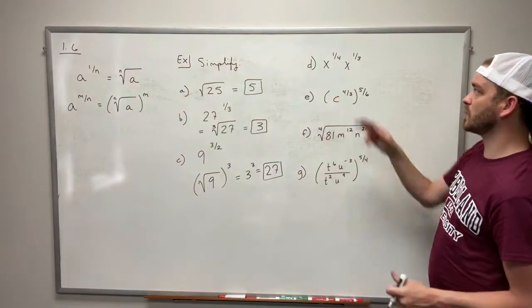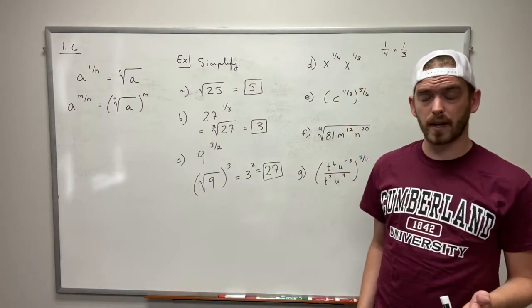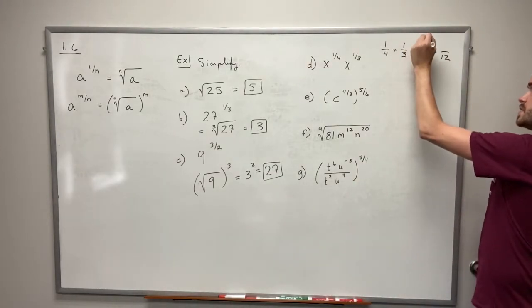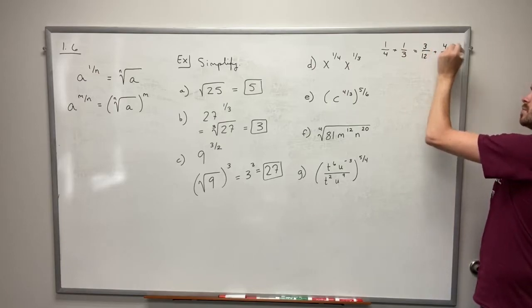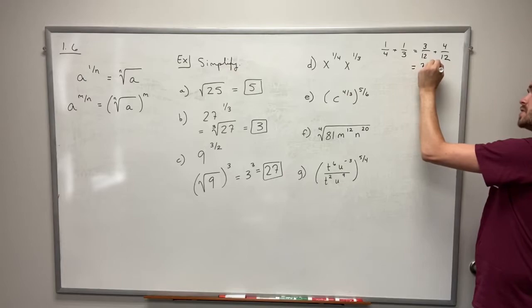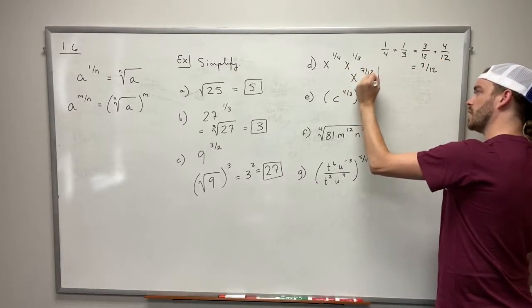So let's add 1/4 plus 1/3. Well, when we're adding fractions, we have to find a common denominator. The common denominator for 4 and 3 is 12. That's going to give us 3/12 plus 4/12. And so we add those together to get 7/12. So our answer is x to the 7/12.